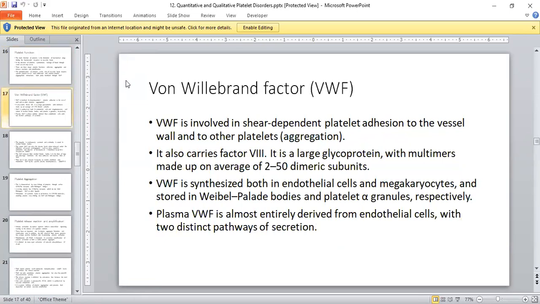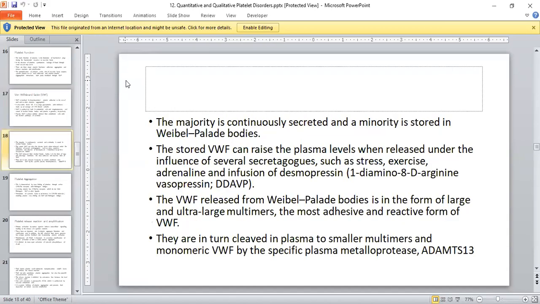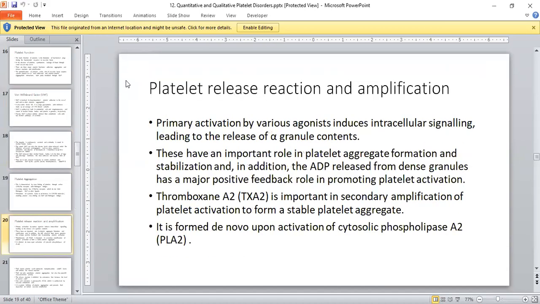I have mentioned this: the von Willebrand factor is what helps the platelets bind to each other and also bind to the collagen. It induces a conformational change in the platelets, making them get, for lack of a better word, I can just explain it like spikes. It makes them get spikes that enable them to bind to each other.